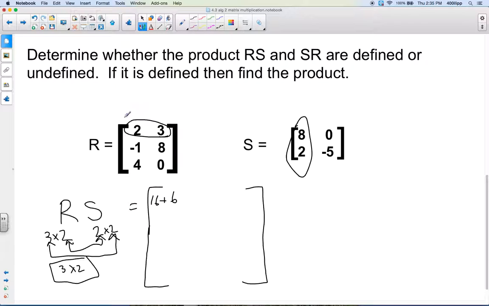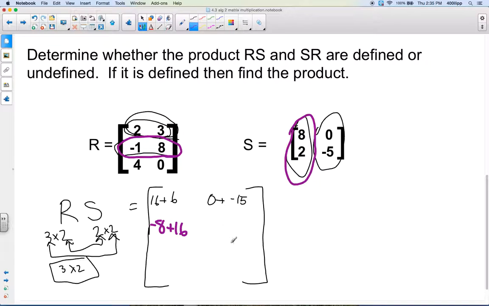Okay? And then moving on. First row, second column. I got 2 times 0 is 0, plus 3 times negative 5 is a negative 15. We're following? Moving on. Second row now. Maybe I should use a different color. Second row, first column. Negative 1 times 8 is a negative 8. 8 times 2 is 16.